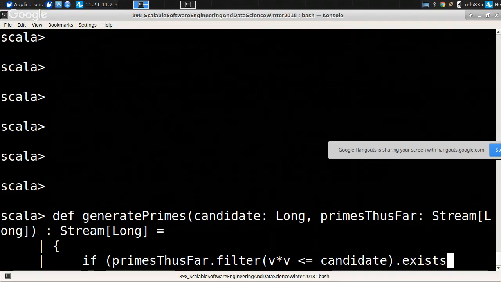And then I'm going to ask, for those that remain, does there exist one where the candidate mod that value is equal to 0? Do you see that? Do you understand that? So in other words, for those primes that are less than or equal to the square root, do they evenly divide this, right?